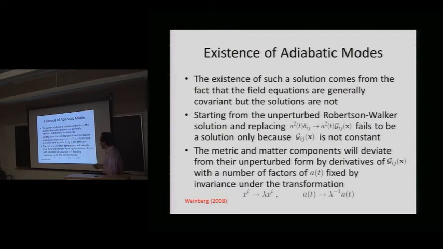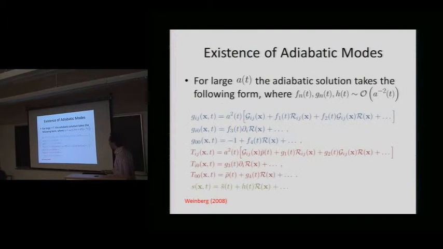Because in the limit where this actually becomes a constant, then those terms should vanish and we should get the unperturbed solution. And then the extra piece of information we need is that the powers of a that appear in the solution are fixed by invariance under a particular scale transformation of this form. And so putting these facts together, we get this type of solution where all of these functions are functions of a that scale as a to the minus 2.